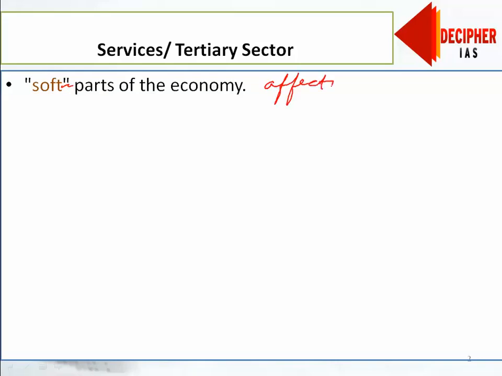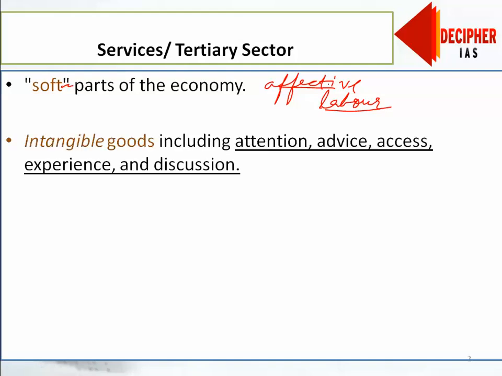Effective labor. So, those who provide time and knowledge, they provide you effective labor. Fine. So, the basic characteristics of this sector is production of services instead of end products. That is, what we get is intangible goods. That is, we are not getting some product which we can touch or feel. What we are getting is service. For example, attention, advice, assess, experience and discussion.